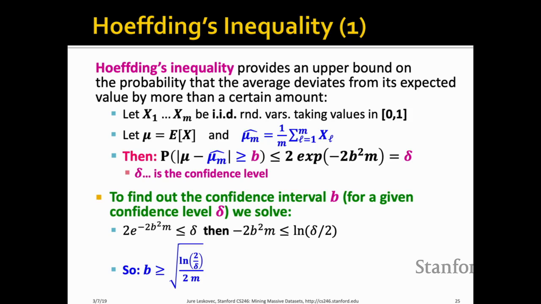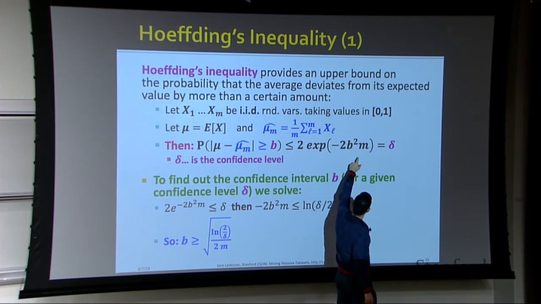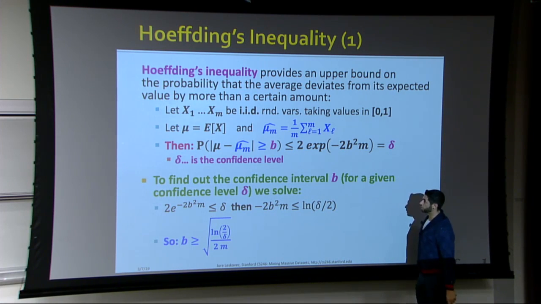So the trick here is the following. We take this inequality, which is expressed in the following way. This is the probability that we were talking about before, the fact that the difference between the real one and the expected is larger than our bound. And we know that this probability is going to be less than 2 times e to the power of minus 2 b squared m. And we can call this delta, which is going to be our confidence value.